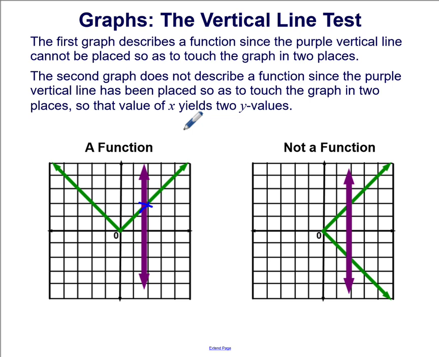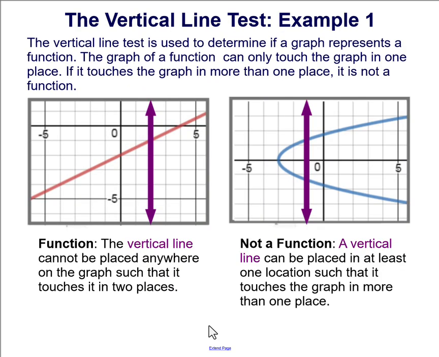The second graph does not describe a function, since the purple vertical line has been placed so as to touch the graph in two places, so that the value of x yields two y values. So if we look at this vertical line, we notice it touches the graph in two spots, here and here. So this x value has two y values, one above it and one below it. That's why this is not a function.